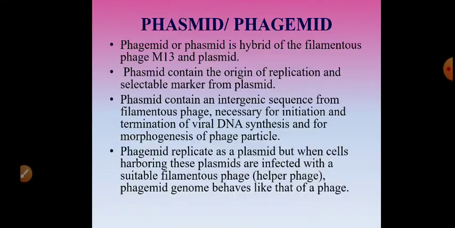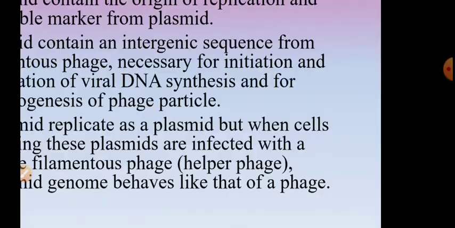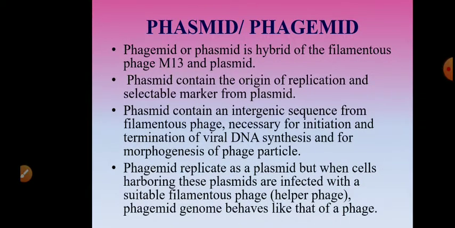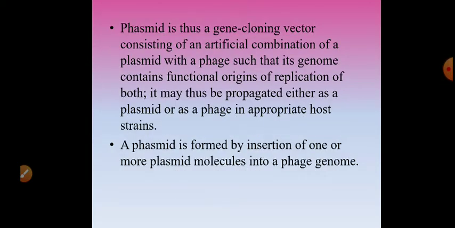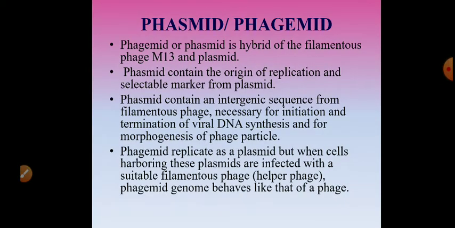Alright, the next type of vector is a phasemid vector, also called a phagemid. Now phasemid or phagemid is again a hybrid vector of plasmid and filamentous phage like M13 phage. Now, the phagemids contain the origin of replication and selectable marker genes of a plasmid. Okay, so phasemid is also a hybrid vector containing plasmid plus filamentous phage M13. Sometimes it is said it contains a cos site of a phage.